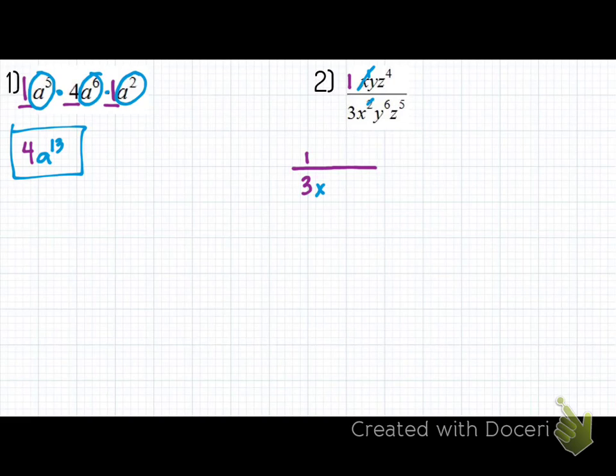Okay? Then we got y's. We have y to the 1st in the numerator. I could take out 1 y to the 1st in the numerator, and I could take out 1 from the denominator. 6 minus 1 is 5. So we got y to the 5th. Then we got z to the 4th over z to the 5th. I could take out 4 z to the 4th in the numerator and take out 4 of them in the denominator, leaving just z to the 1st. Okay? Simplify, make it look a little nicer. We got 1 over 3x cubed, or 3x y cubed z. Okay? And that's it. That's numbers 1 and 2.